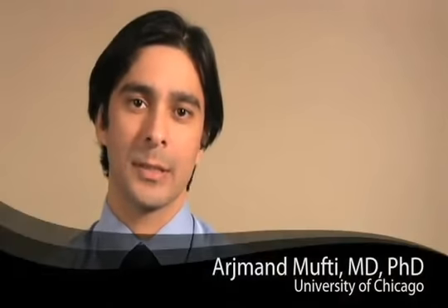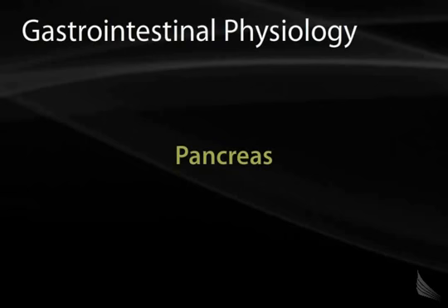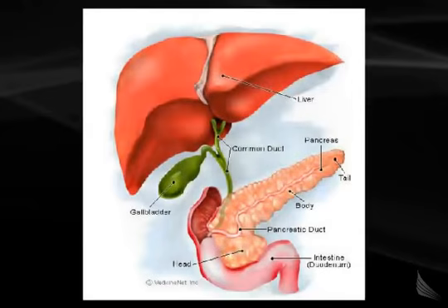In the next section, we'll be examining the pancreas in greater detail and discussing aberrations in the normal physiological processes. In this section of the GI physiology module, we'll be looking at the pancreas and disorders of the pancreas. The first diagram is an overview of the anatomy of the liver, the gallbladder, and the pancreas.